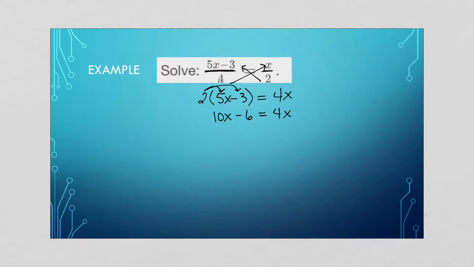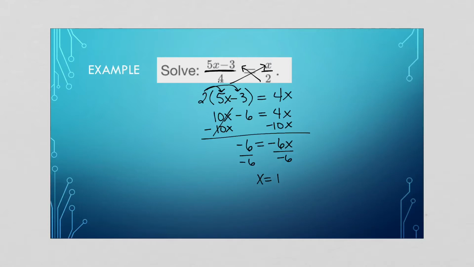I want to collect my variables on the same side. This is one of the few times that I will not move my smaller variable. The reason I won't do that is because I would then have my variable term and my constant term on the same side of the equal sign, and that doesn't help us out. So this is one of the few that I will actually move my larger one just to get it away from that constant term. So I'm left with negative 6 on the left. 4x minus 10x is negative 6x. And now I'm going to divide both sides by negative 6. So I get that x is equal to 1.